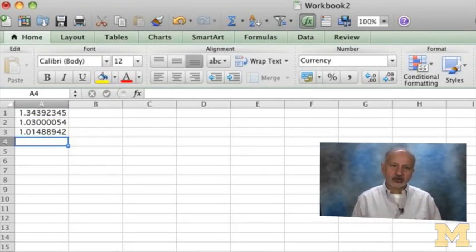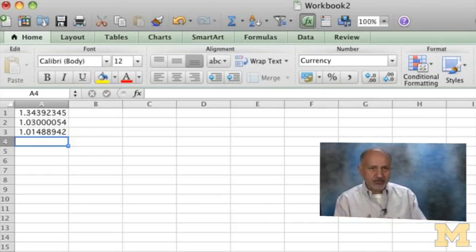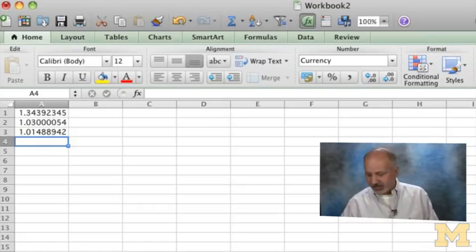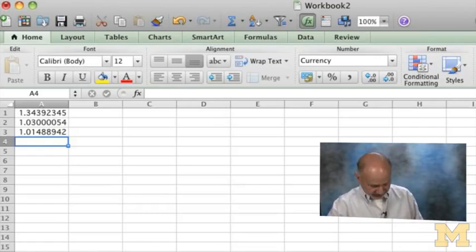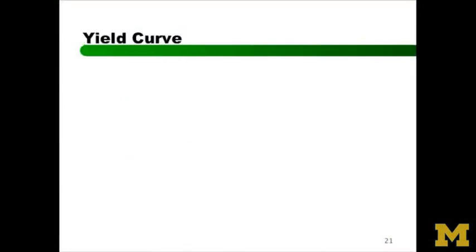I'm just showing you that the fact of compounding is the only reason that calculations become a little bit tricky and difficult. Okay, so let's move on. And I got 1.489. I would encourage you to be very familiar with this stuff.